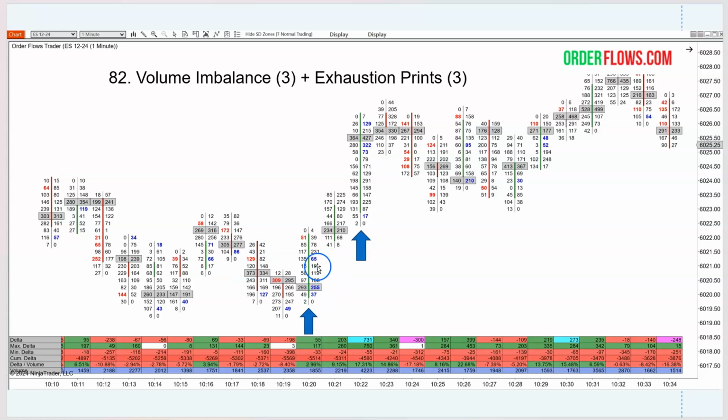Just as here, multiple buying imbalances in the bar. Do I have an exhaustion print? Yes, that's my setup. Multiple buying imbalances. Do I have an exhaustion print? Yes, that's my setup. Here, you got multiple imbalances.